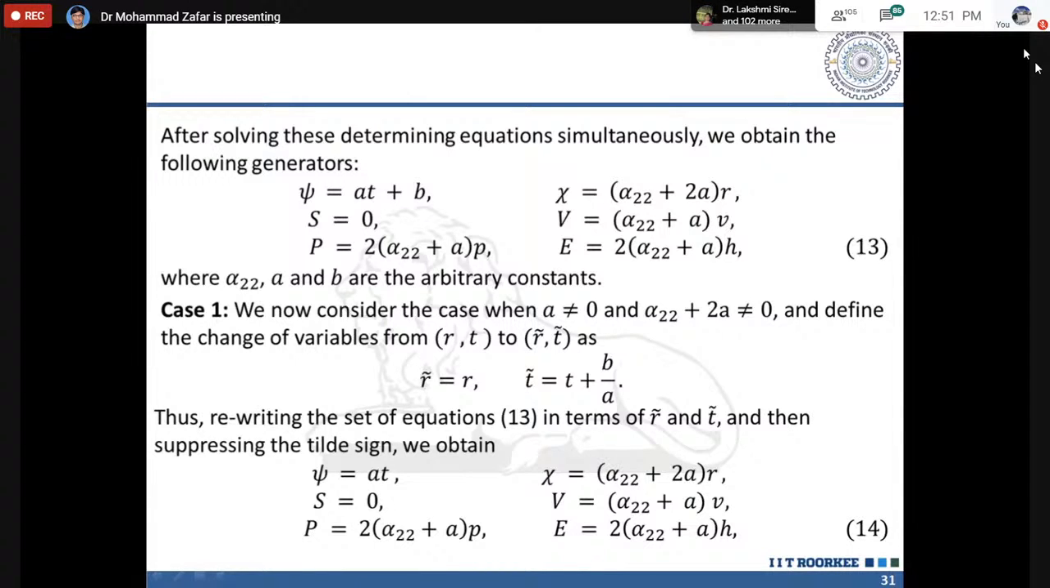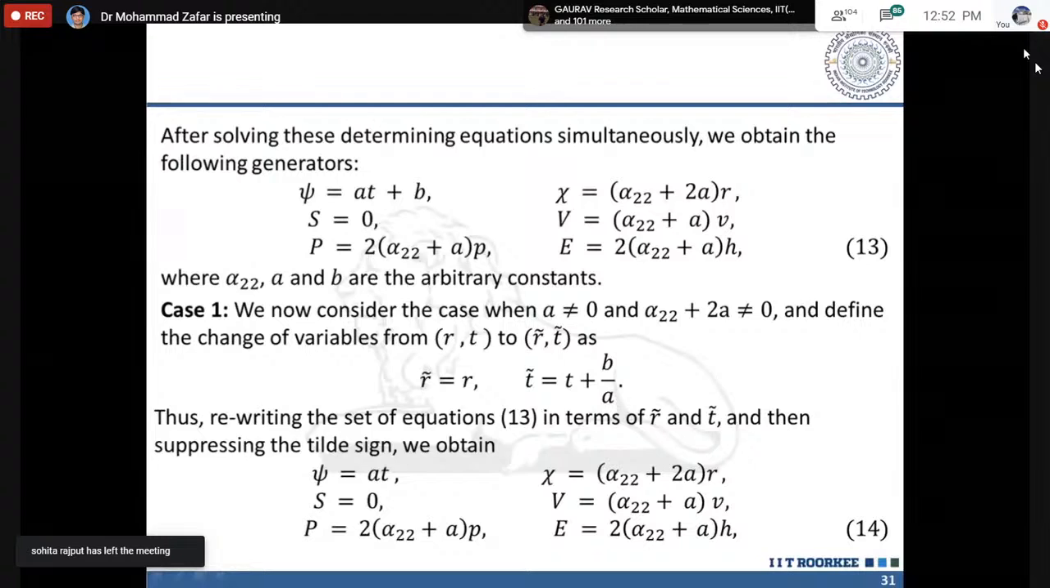In this case, fortunately, we got psi is equal to At plus B, and similarly the other variables can be written, chi is equal to alpha 2 r plus 2a r. We see that in equation number 13 we have 3 arbitrary constants, a, b and alpha 2. So again we take 4 cases actually, but we will discuss only 2 cases here.